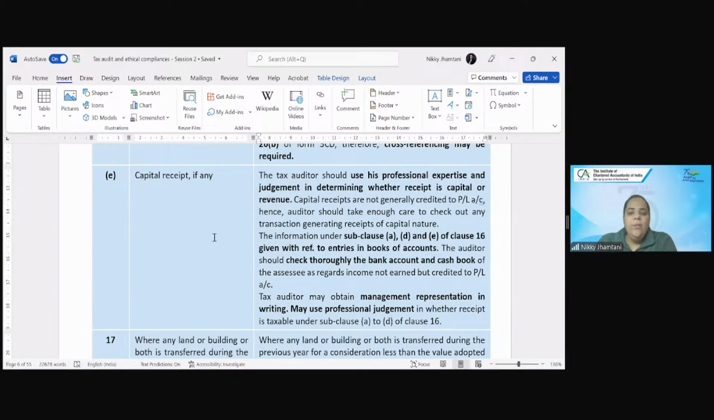The information under subclauses A, D, and E of clause 16 is given with reference to entries in the books of accounts. The auditor should check thoroughly the bank account and cash book of the assessee as regards income not earned but credited to P&L. The tax auditor may obtain management representation in writing, and may use his professional judgment in deciding whether receipts are taxable under subclauses A to D of clause 16.